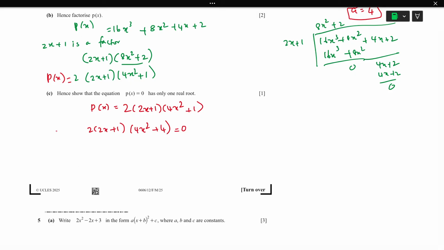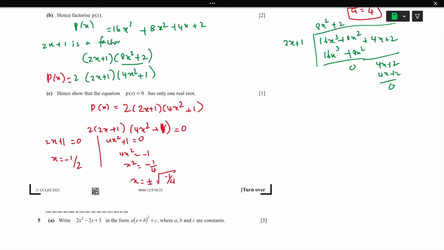So this will be either 2x plus 1 equal to 0 or 4x square plus 1 equal to 0. So from here x equal to negative 1 by 2 we get. Here 4x square equal to negative 1, x square equal to negative 1 by 4, x equal to plus or minus square root of negative 1 by 4. So the question has a real root.